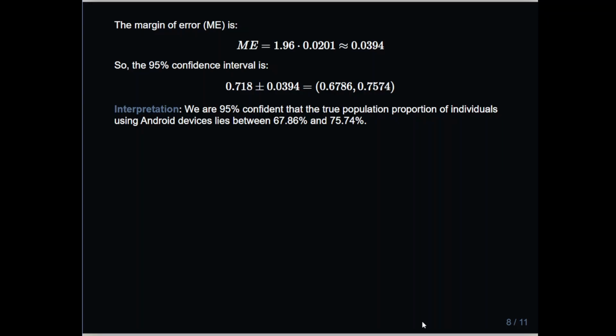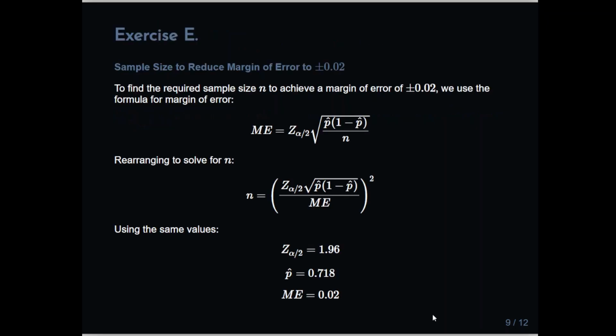And we get a 95% confidence interval of 0.6786 to 0.7574. So we're 95% confident that the true proportion of individuals using Android devices lies between 67.86% and 75.74%. Now we look at the last part, which is looking at the margin of error and the sample size. Okay, so sample size to reduce the margin of error to plus or minus 0.02.